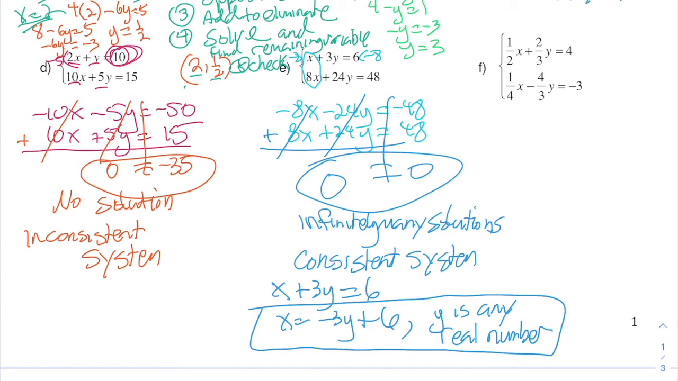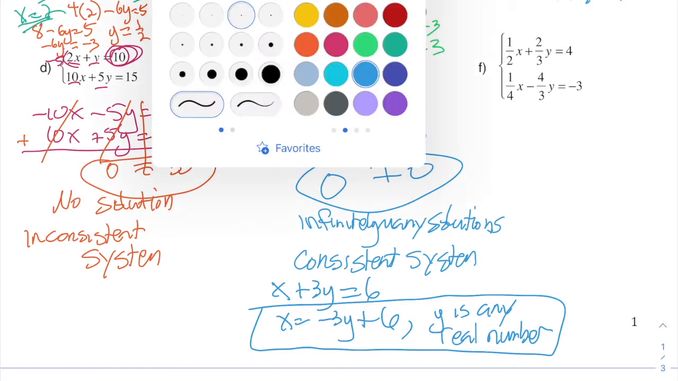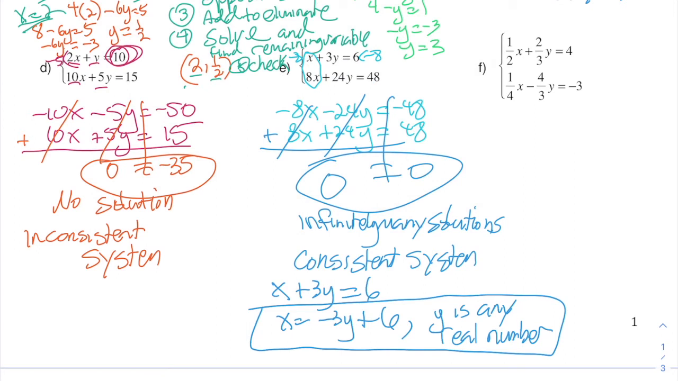All right. Over here, I'm just going to set it up to save time. I'm not going to finish solving it because I think you guys get the hang of this. So I have 1/2 x plus 2/3 y equals 4, and 1/4 x minus 4/3 y equals negative 3. If I multiply the bottom by negative 2, I'm going to get the opposite of 1/2. So now I have 1/2 x plus 2/3 y is equal to 4, and negative 1/2 x plus 8/3 y is equal to 6. And you guys can finish solving that one for fun later.